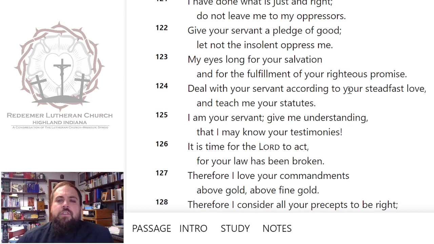So, deal with your servant according to your steadfast love and teach me your statutes. So look at that. Deal with me, teach me. I am your servant. Give me understanding that I may know your testimonies. Spiritual growth, growing in your faith, is not something that you can control. It has to come as a gift from God. And God does that through suffering and persecution. That's in the New Testament, that we grow in faith through those tasks.